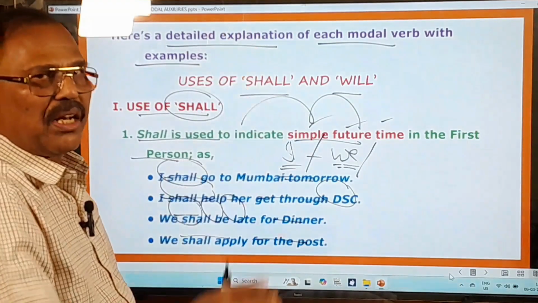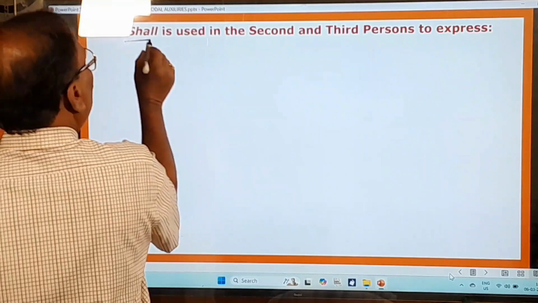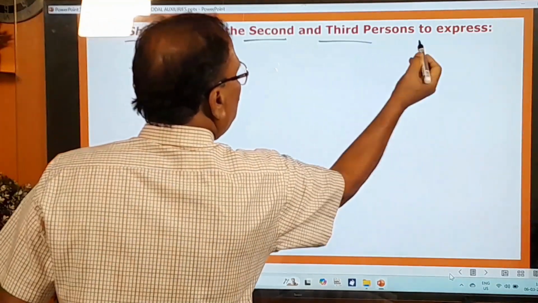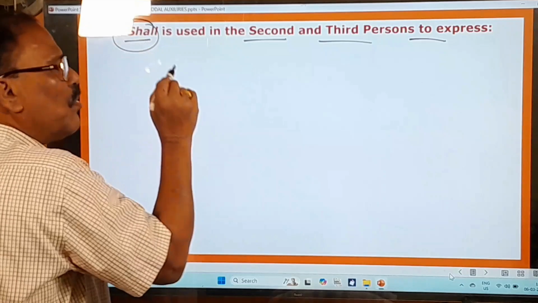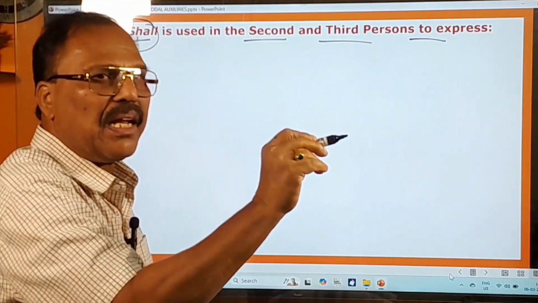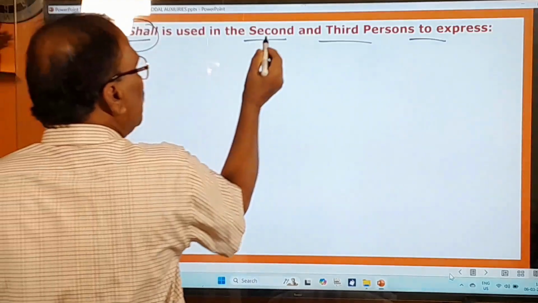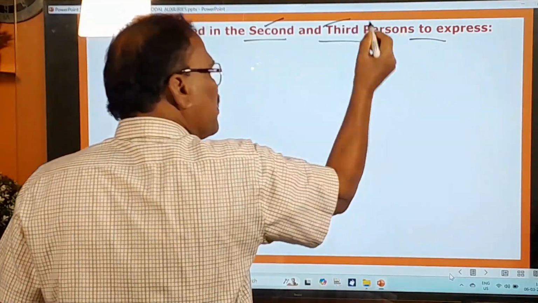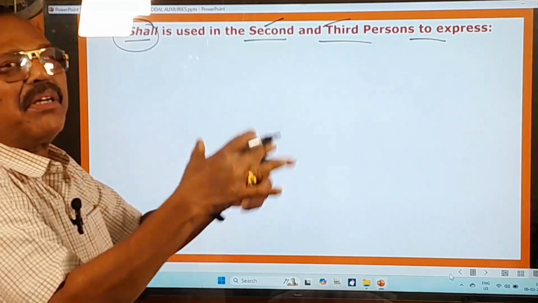Now you move on to learn about the other uses of this shall. Okay, shall is used in the second and third persons to express. So generally shall is used only in the first person singular and first person plural. If at all this shall is used in the second person and third persons too, then what happens? This shall indicates some other things.